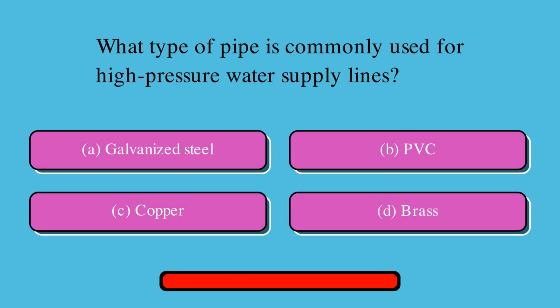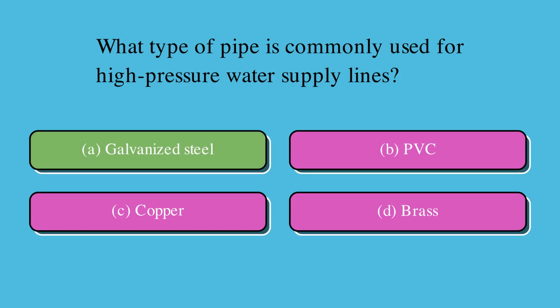What type of pipe is commonly used for high-pressure water supply lines? A, galvanized steel, or B, PVC, or C, copper, or D, brass? The correct answer is A, galvanized steel.